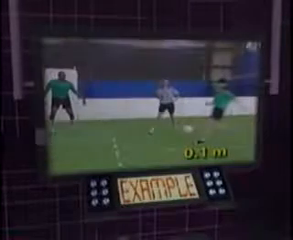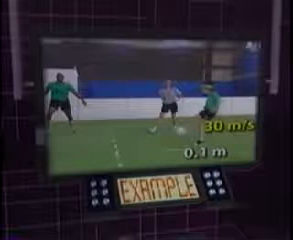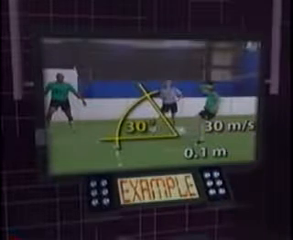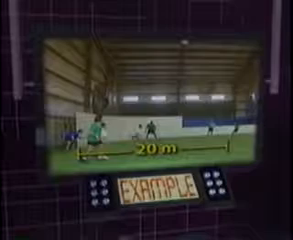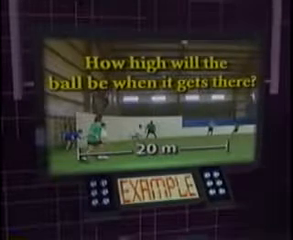Let's say Bright as Light, the two-dimensional Supergirl, shoots a soccer ball when the ball is 1/10 of a meter above the ground. The ball is kicked at 30 meters per second at an angle of 30 degrees. The net is 20 meters away. How high will the ball be when it gets there?